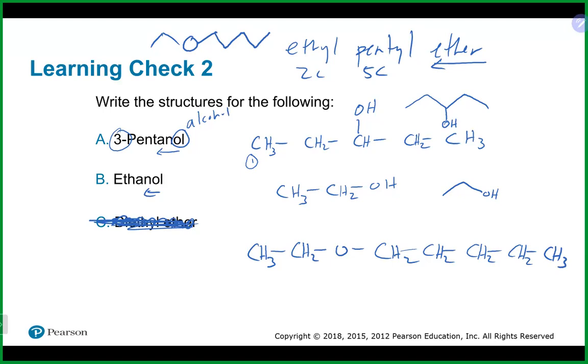Just make sure, again, when you put that carbon in the middle, you take that into account when you're adding your remaining carbons on either side. Any questions on how to do that there? Okay.